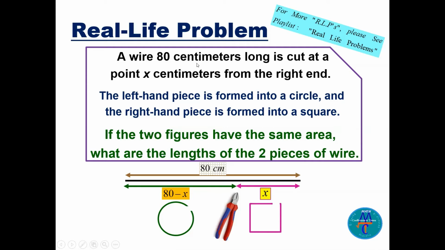A wire 80 centimeters long is cut at a point X here from the right end. The left-hand piece, the green one, is formed into a circle, and the right-hand piece is formed into a square. If the two figures have the same area, what are the lengths of the two pieces of wire? So we need to find X, and easily we can find 80 minus X, the other length. You can think about it.